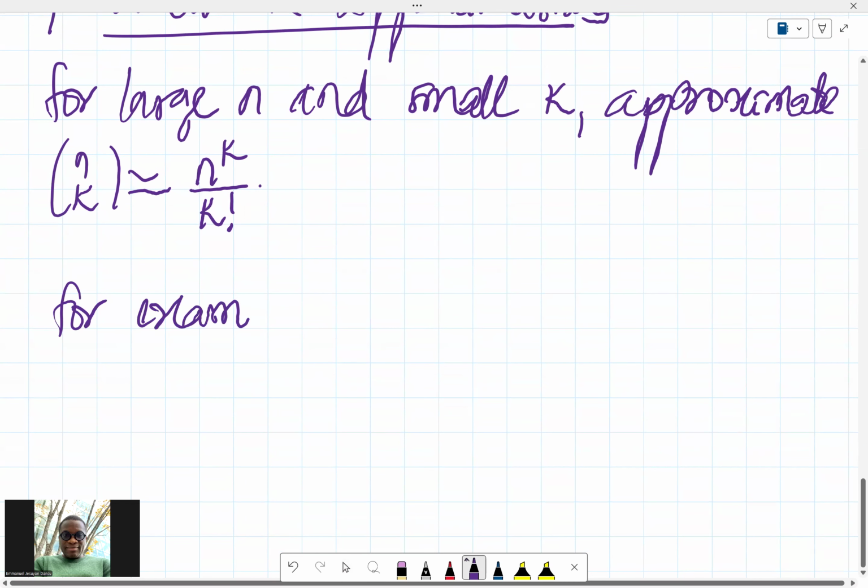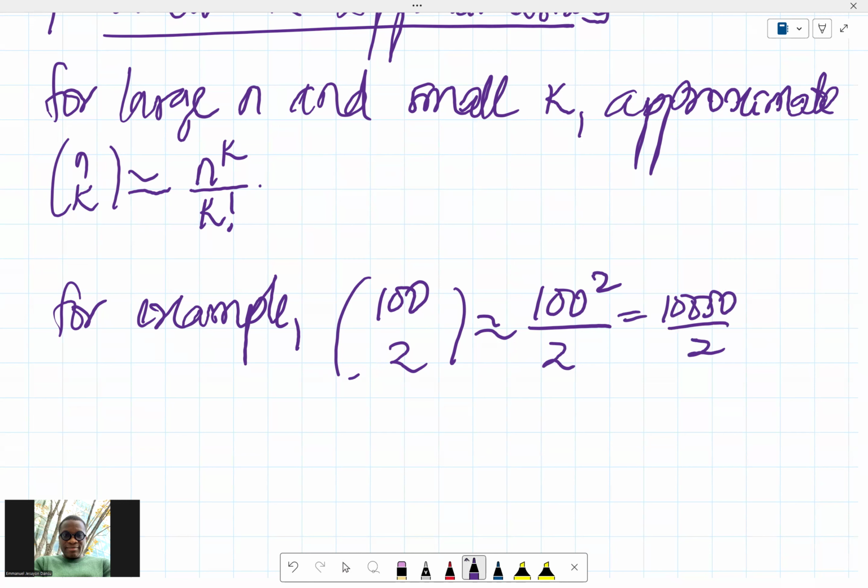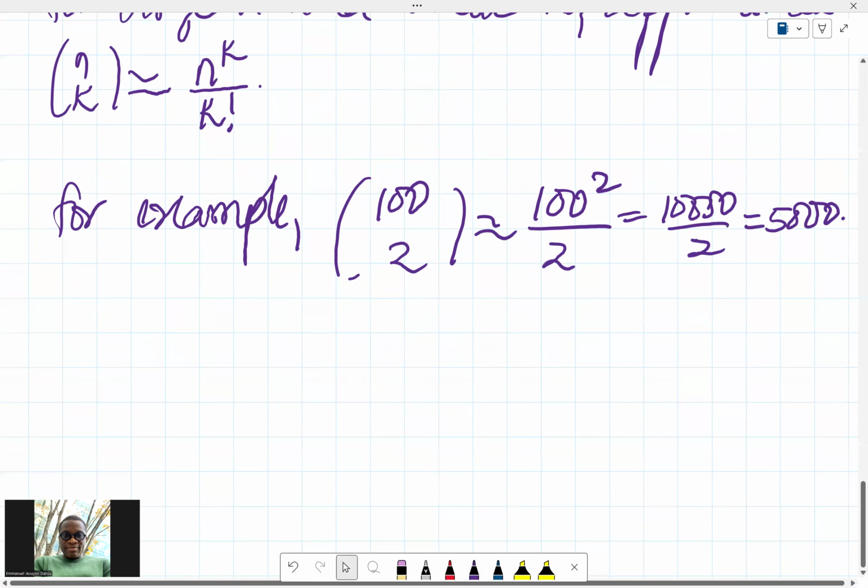So imagine, for example, 100 combination 2 is approximately 100 squared, which would be 100 times 100. That's 4 zeros. That's 10,000 divided by 2, and that will give you 5,000. Okay. So when you have big n, small k, you can easily do that approximation.